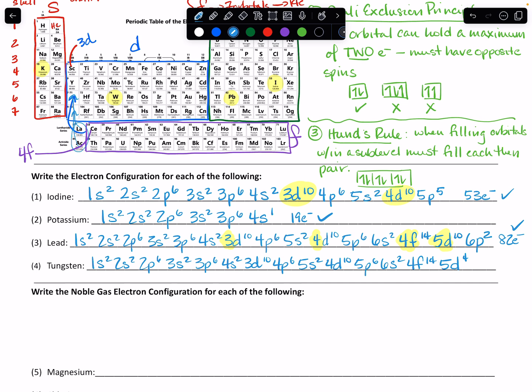Now, obviously, particularly for lead and tungsten, that was a lot. That's a lot to write. So wouldn't it be nice if there were a shorthand way to do this? And the answer is yes, it would. And there is. We call it the noble gas configuration.